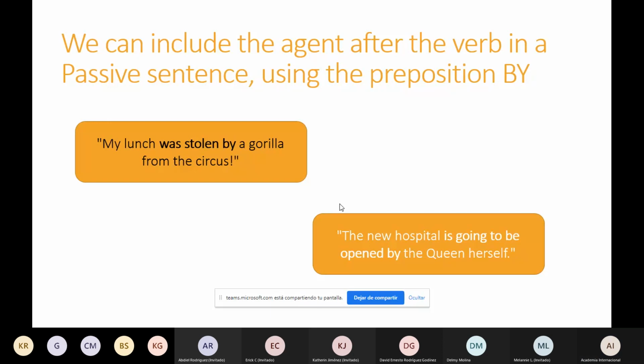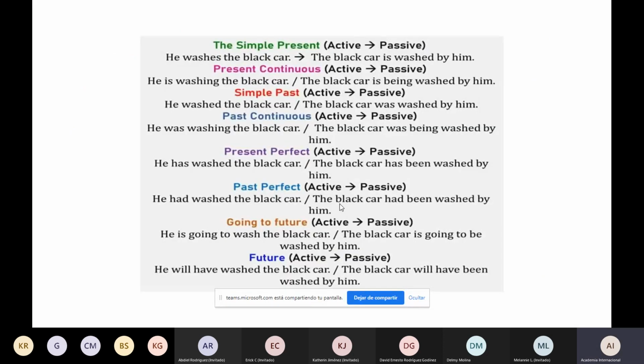Anybody else? ¿Alguien más? No, ok. Bien, seguimos acá. Acá está, diferentes tiempos, pero igual siempre the passive voice, ¿ok? Con y sin también agente.